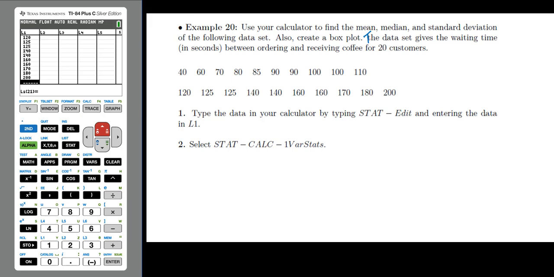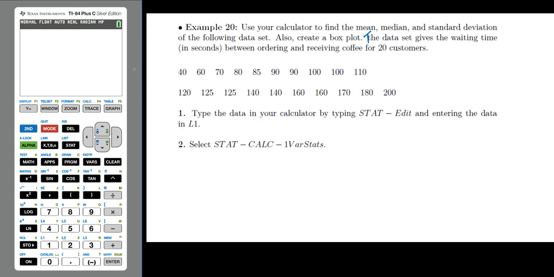Now to get back to your home screen, you can hit second quit, and that'll take you back to the main screen on your calculator. Now to actually have our calculator compute all of these things it asked for, we're going to go back to stat again, but now you're going to toggle over to calc, and you're going to select one variable statistics. Okay. Now some of you will see this screen right here, others of you will not.